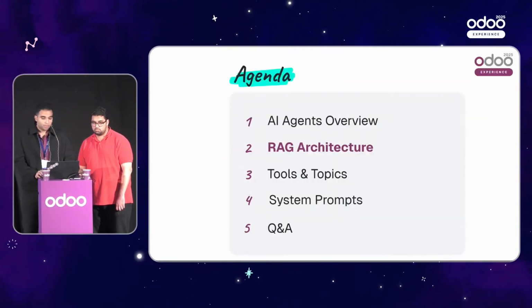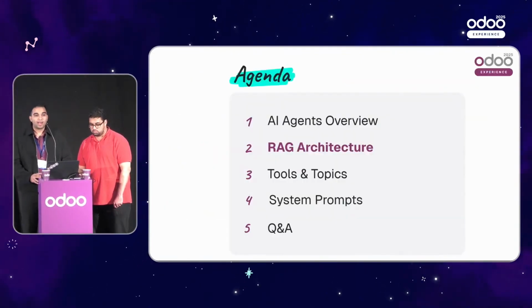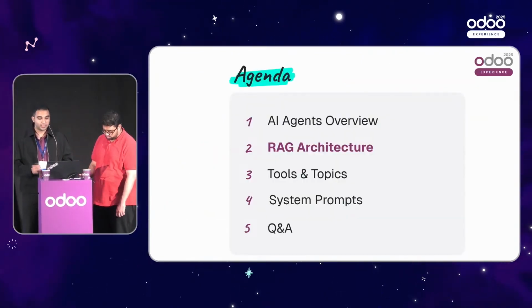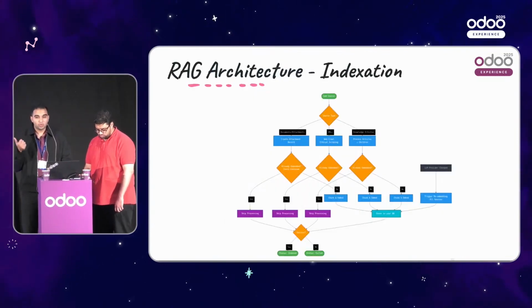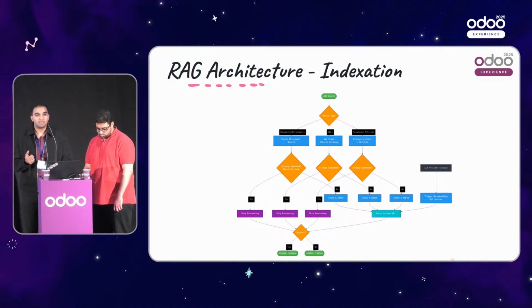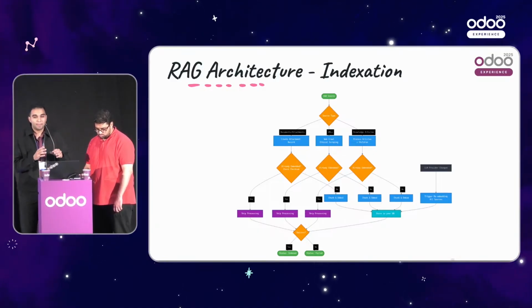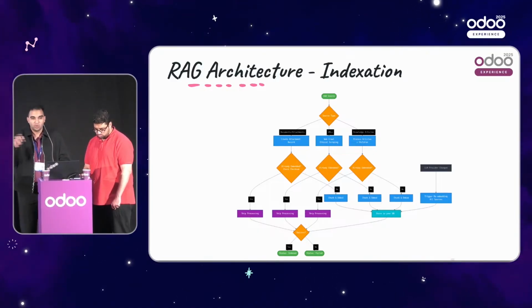So going to the RAG architecture, or how RAG works, it's basically about two things. The first one is indexation. That's the step happening when you add any new source to your agent.